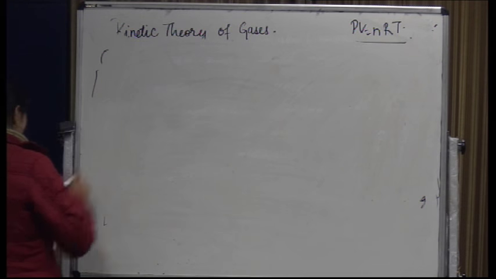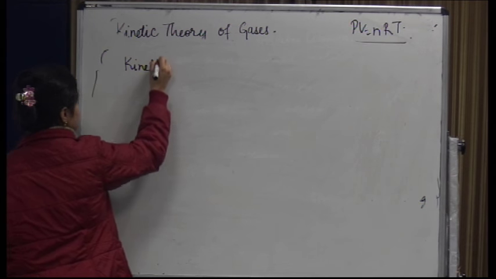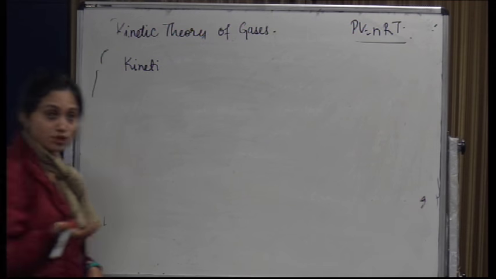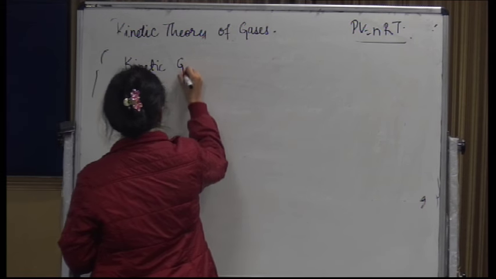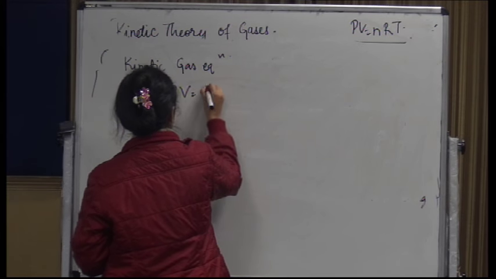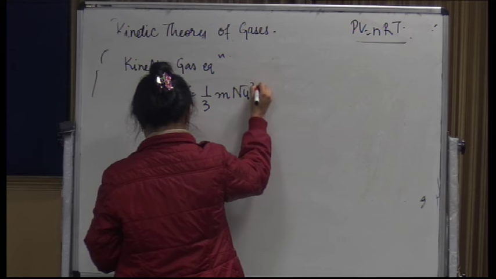Then I am putting down now the kinetic gas equation. Based on these postulates and these assumptions, we have the kinetic gas equation, and your kinetic gas equation is PV is equal to 1 by 3 mn u bar square, alright.